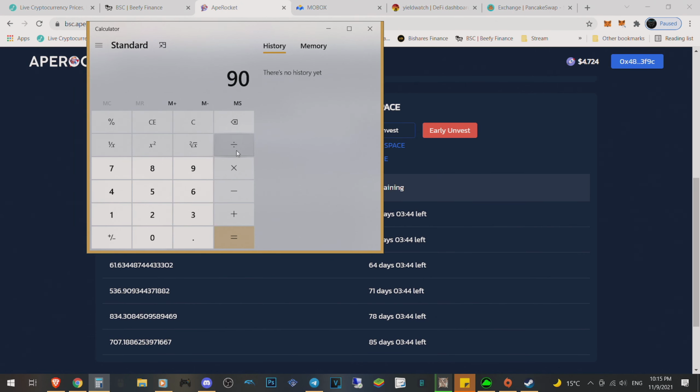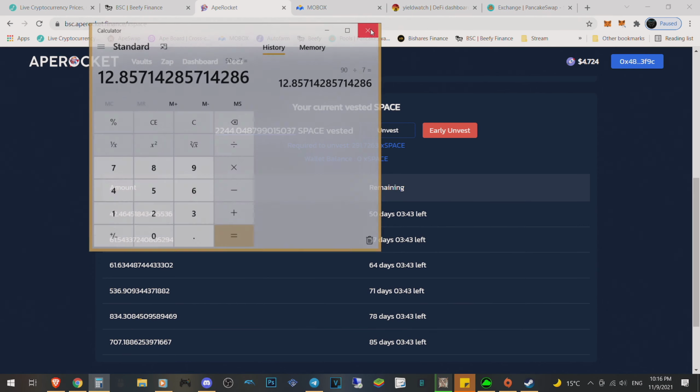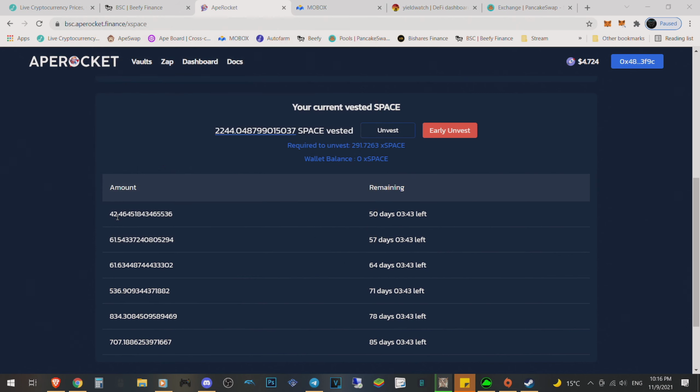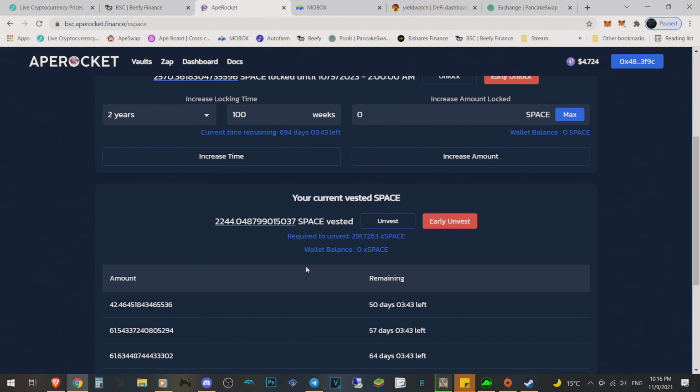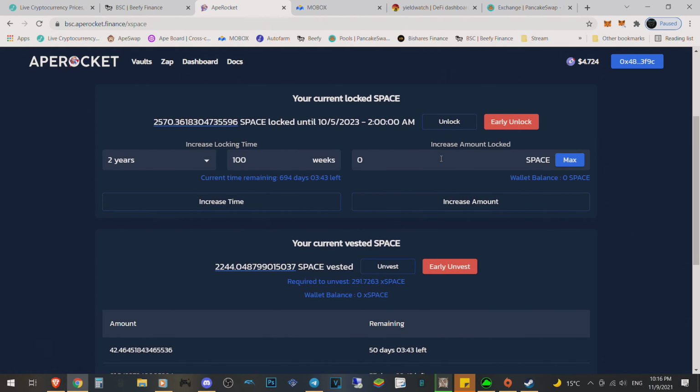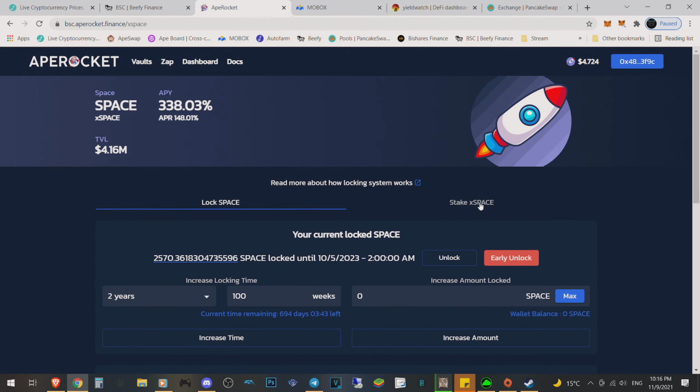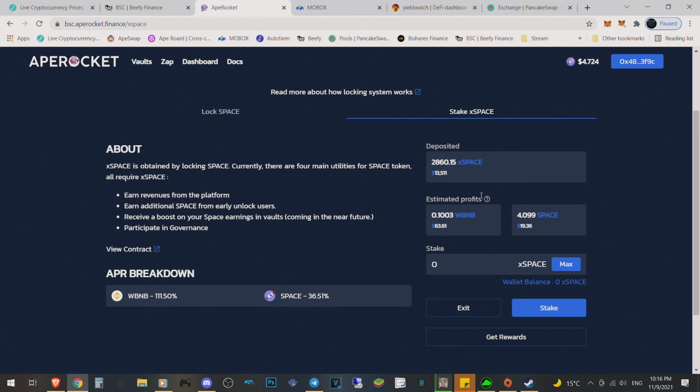It's 90 divided by 7. So you get roughly 12% or 13% of your XSpace. So if it says 100 here, if you claimed 100 space from a different pool, you will only get that 12% or 13%. So it will be 13 XSpace right here in your wallet. Then you go to the top here where it says stake XSpace. You lock it in here, and then you get rewarded with BNB and space. 111% BNB and 36% in space.